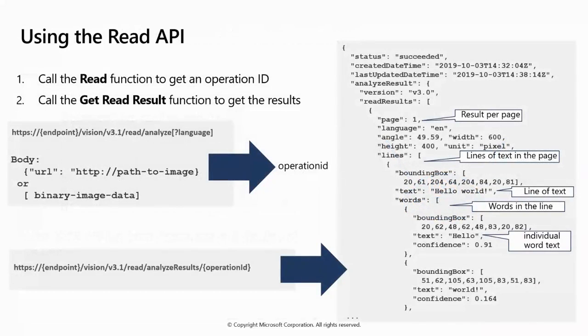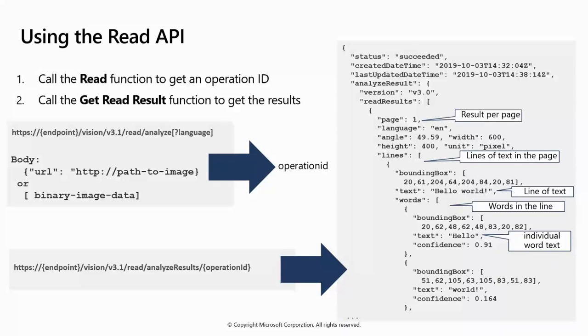Now, in order to use the Read API, we need to call the Read REST function, or the equivalent method from your preferred programming language. Then we need to pass the image URL or the binary data, and if you want, the language the text is written in. By default, it is English if you leave this as default, okay?